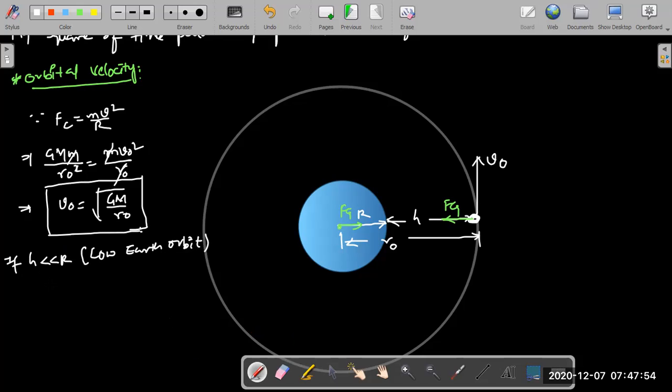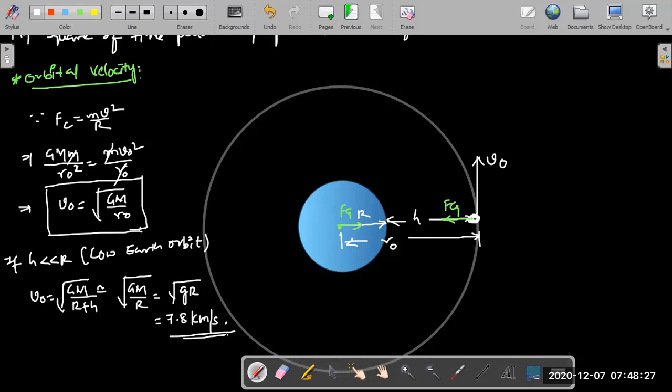For a low Earth orbit, V naught is equal to under root Gm by R plus H. If you neglect H, that will be nearly equal to root Gm by R, which is nothing but under root g capital R. This turns out to be somewhere around 7.8 or 8 kilometers per second. Understood? So this is for a low Earth orbit.